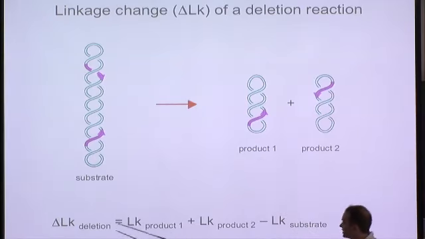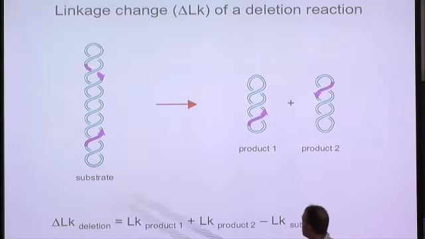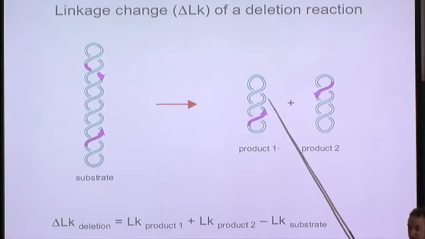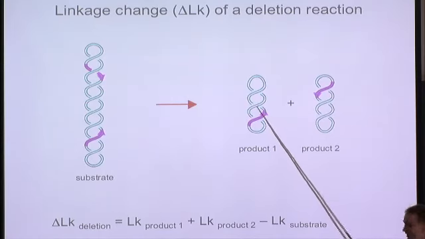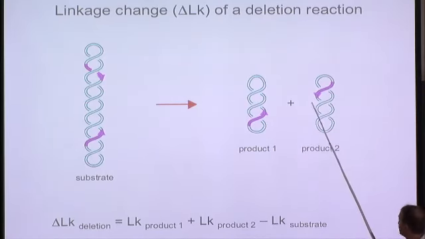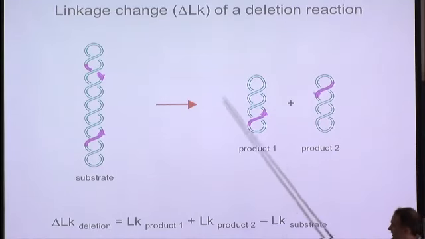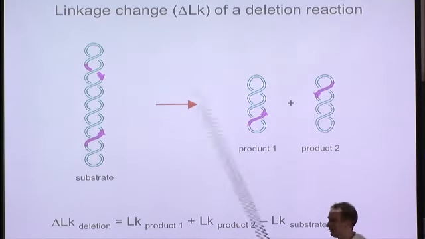So the linkage change of the reaction, which I'll be calling delta LK, is simply the total linkage of the two strands of DNA around each other in this product, plus the total linkage in this product, minus the original linkage of the substrate. Is that what I've written there?